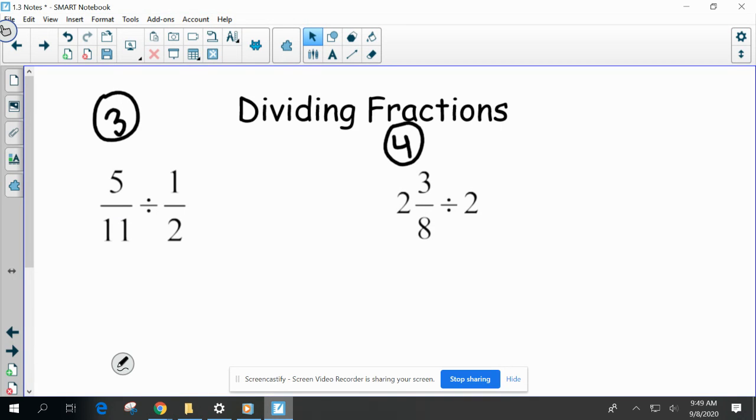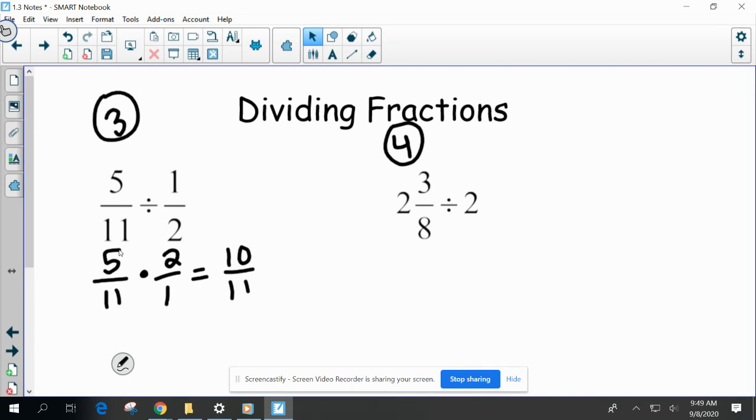Okay, so for 5 over 11, I keep 5 over 11, change to multiply, and then flip 1/2 to be 2 over 1. So straight across that would equal 10 over 11, and that can't be simplified.